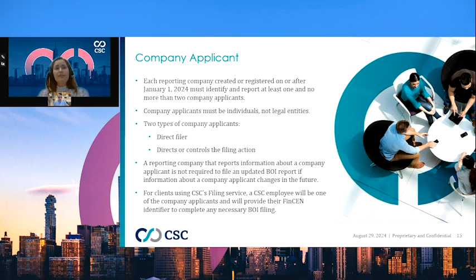I've also spoken to several law firms who are taking the position that the attorney in charge of the matter is also a company applicant. Again, this is a judgment call based on the particular facts and circumstances of your involvement.